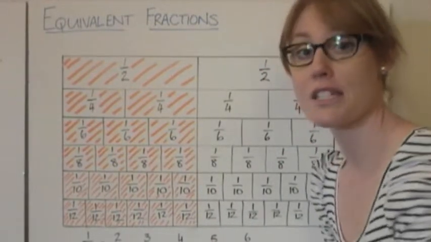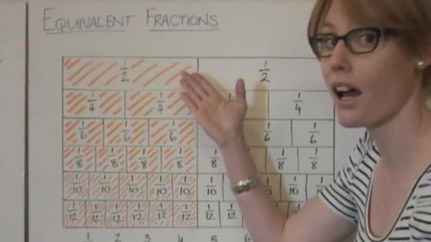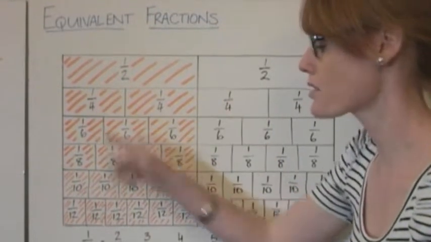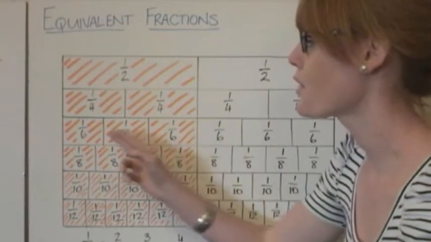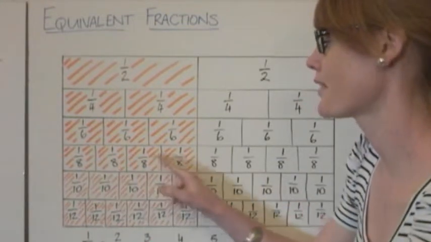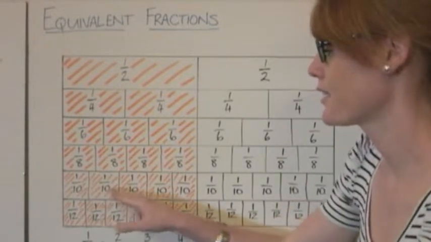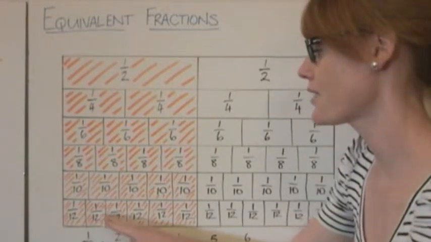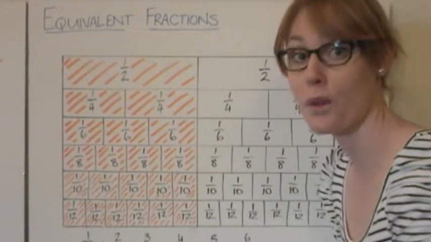Some more equivalent fractions can be seen using this model. Here you can see that 1/2 is the same as 2/4, which is the same or equivalent to 3/6, which is equivalent to 4/8, which is also equivalent to 5/10, and that is also equivalent to 6/12. All of these fractions here are equivalent to each other.